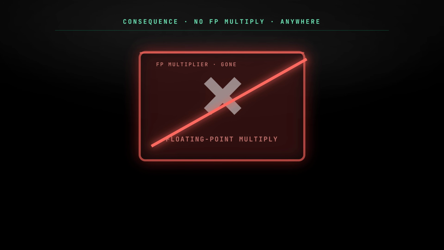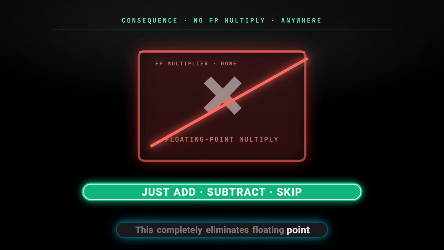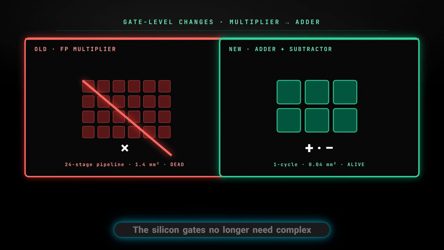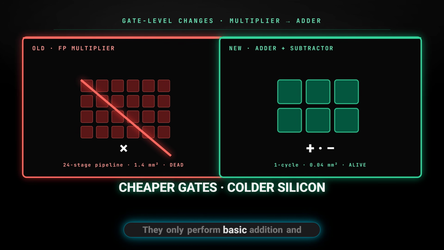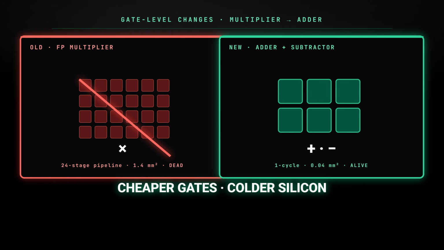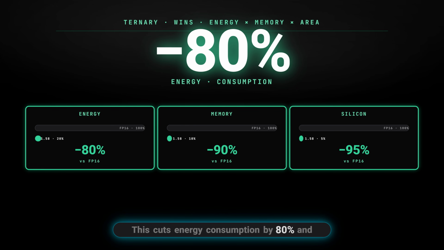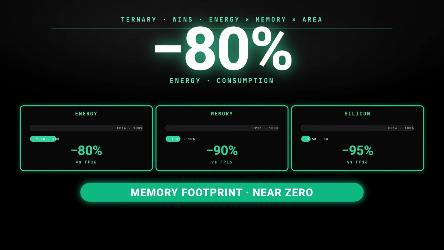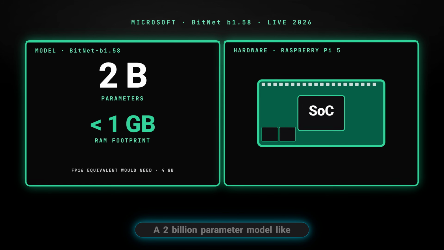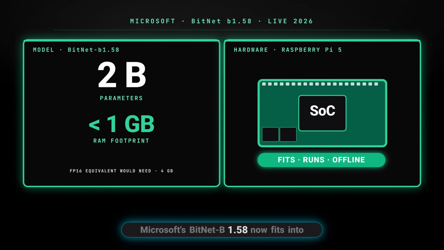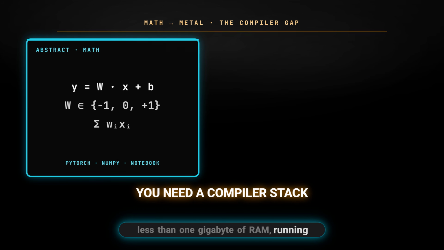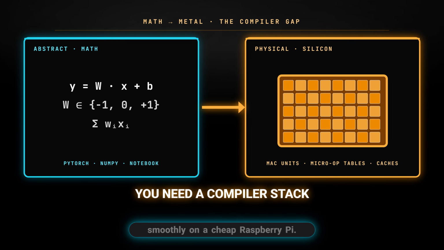This completely eliminates floating point multiplication. The silicon gates no longer need complex multipliers. They only perform basic addition and subtraction. This cuts energy consumption by 80% and shrinks memory footprint to almost nothing. A 2 billion parameter model like Microsoft's BitNet b1.58 now fits into less than 1 gigabyte of RAM, running smoothly on a cheap Raspberry Pi.